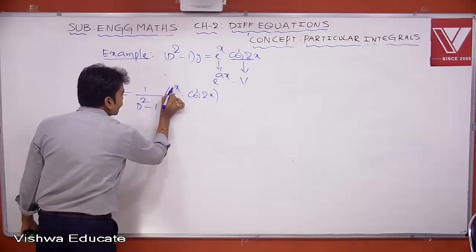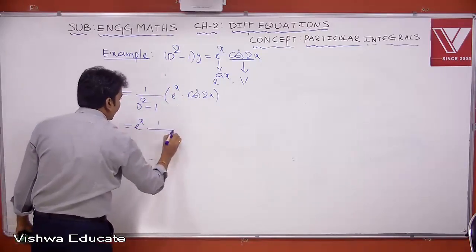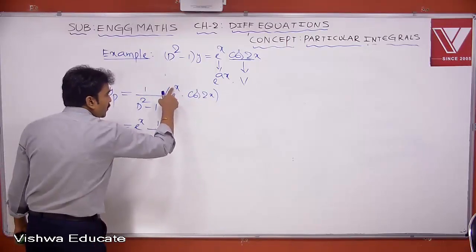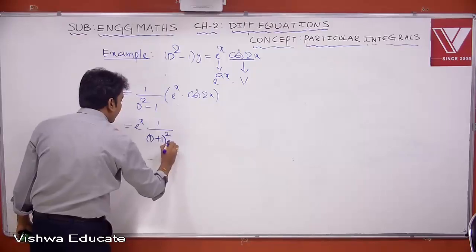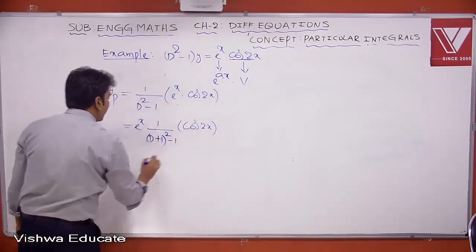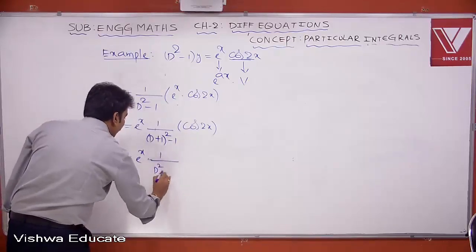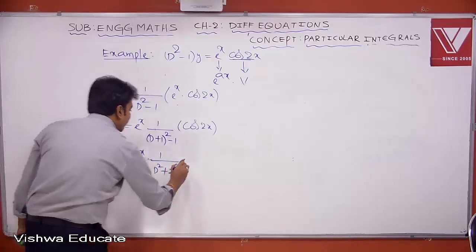Now here the a value is 1. So e power x you can take before this 1 by d square minus 1, but d is replaced by d plus 1 because a is 1, the coefficient of x is 1. So d is replaced by d plus 1: 1 by d plus 1 whole square minus 1 of cos 2x. So therefore this is e power x into 1 by d square plus 2d plus 1 minus 1, the 1 gets cancelled, and we get this.